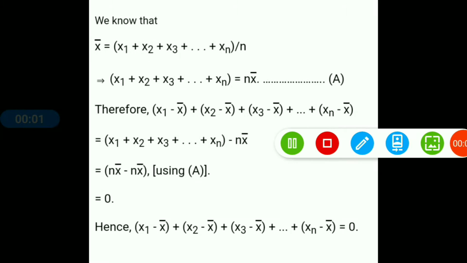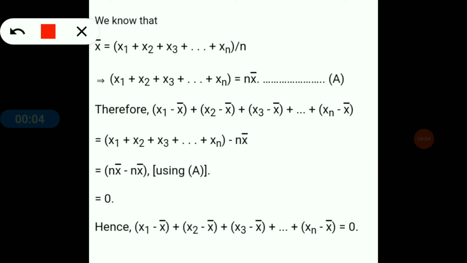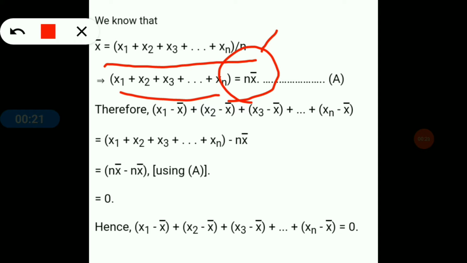So learner, we all know the formula of the arithmetic mean. So the formula of the arithmetic mean is x bar is equals to x1 plus x2 plus dot dot xn, divided by n. So from this line we can write in this way x1 plus x2 plus dot dot xn, which is equals to nx bar. So how is it possible? Because the denominator value n is multiplied by the x bar. So that's why nx bar is here. So learner, we have to prove summation x minus x bar is equals to 0.